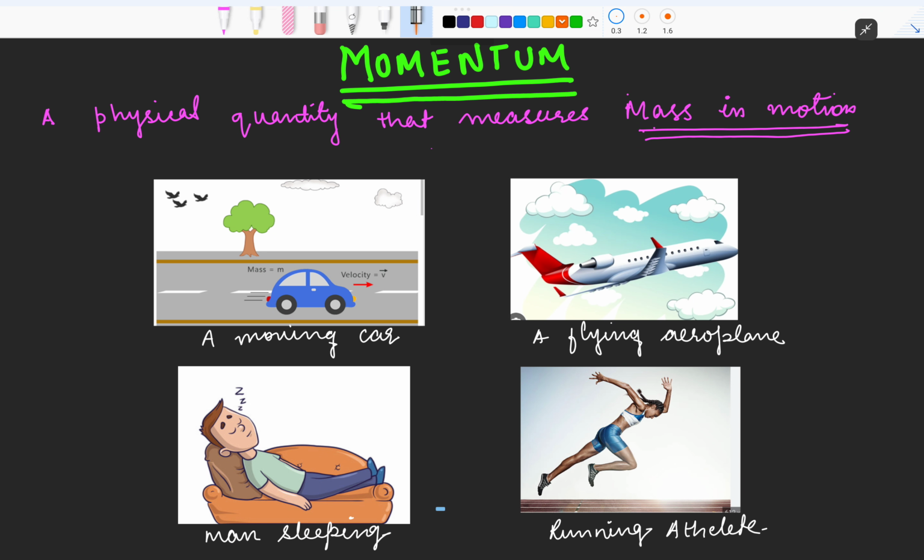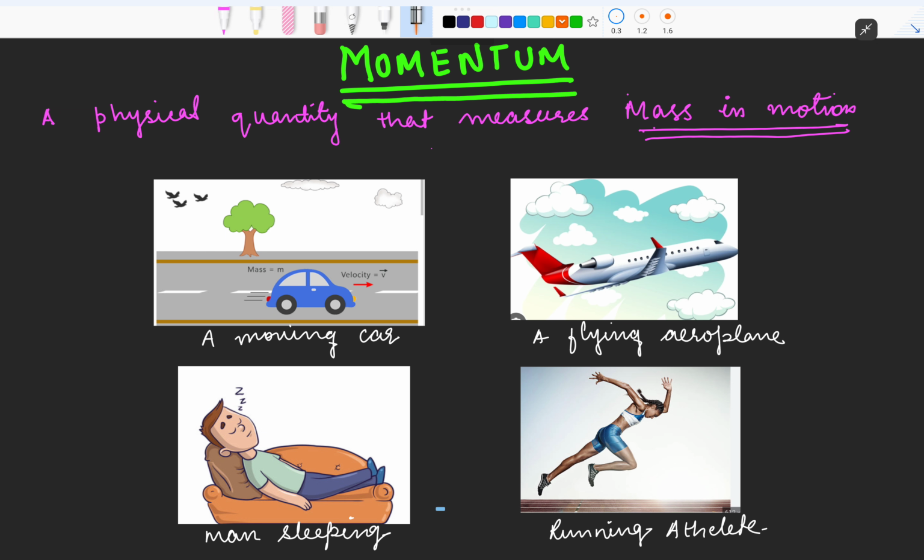I'm your mystery teacher, and today we are going to be dealing with a topic which is momentum, a very important topic and a very important concept to understand Newton's second law of motion. Okay, so let's try to understand momentum in less than 5 minutes very quickly. What is momentum? Momentum is a physical quantity that measures mass in motion. So anything that has mass and is in motion, it's moving, will have something called momentum.